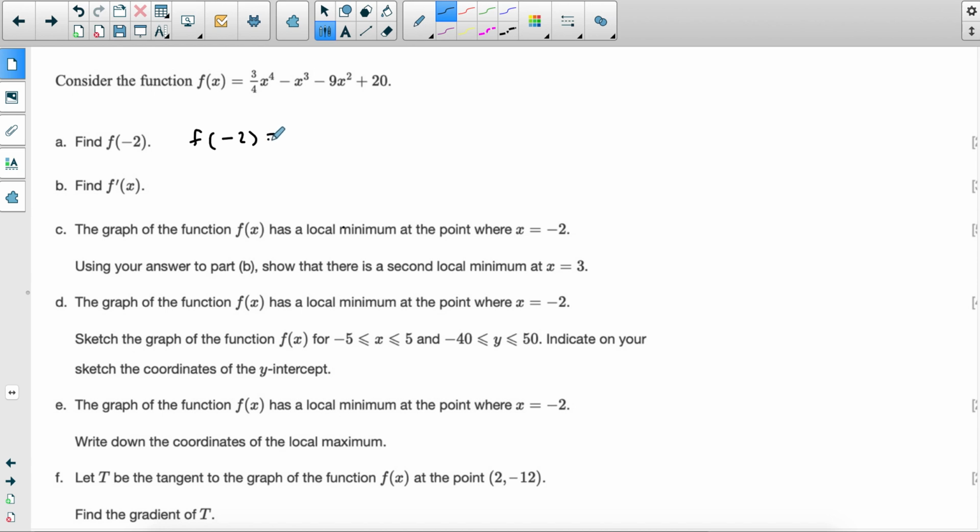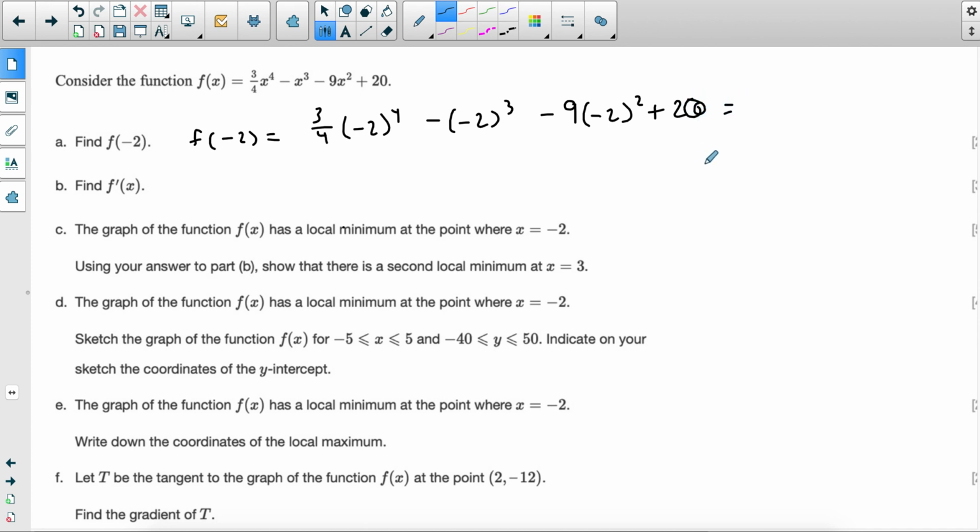So at -2, you have 3/4 (-2) to the power 4 minus (-2) cubed minus 9 (-2) squared plus 20. Be careful of the negatives and make sure that you put them in brackets. You don't forget these two negatives and these two negatives. And negative to the power of an odd number and negative to the power of an even number give you different things. So just be aware of this.